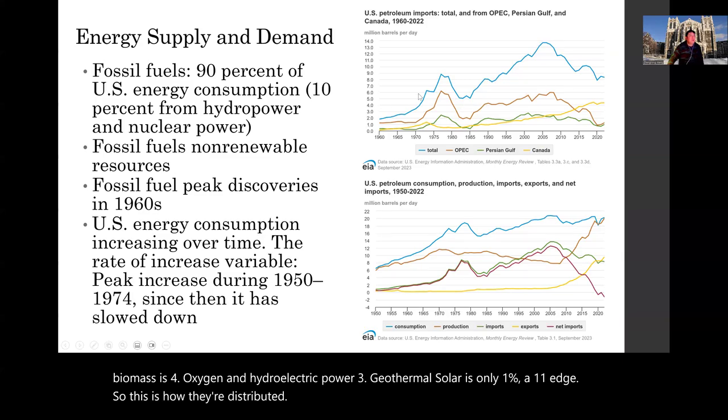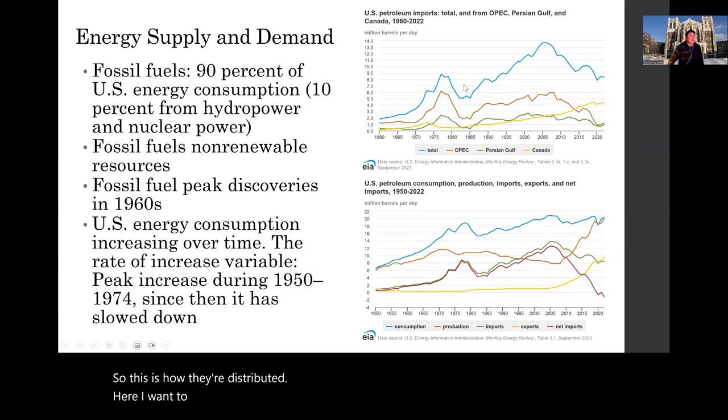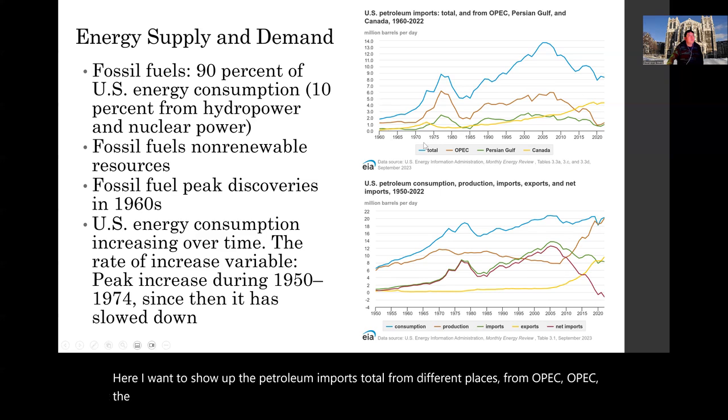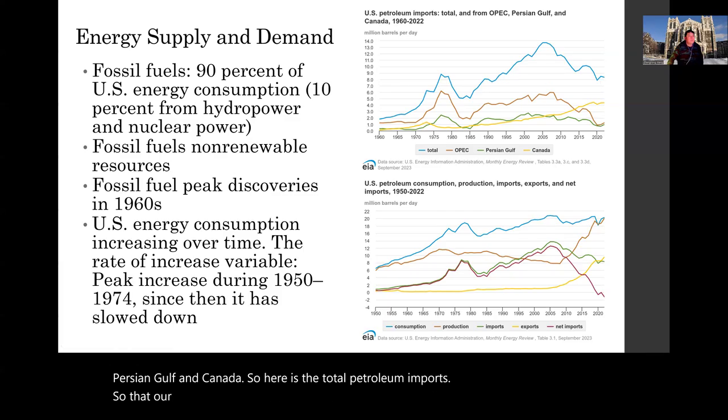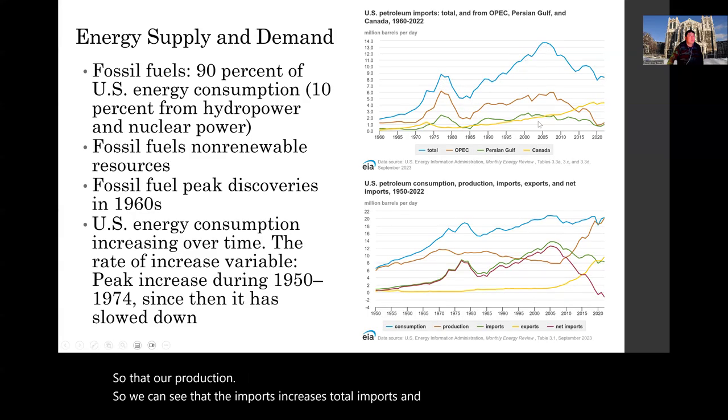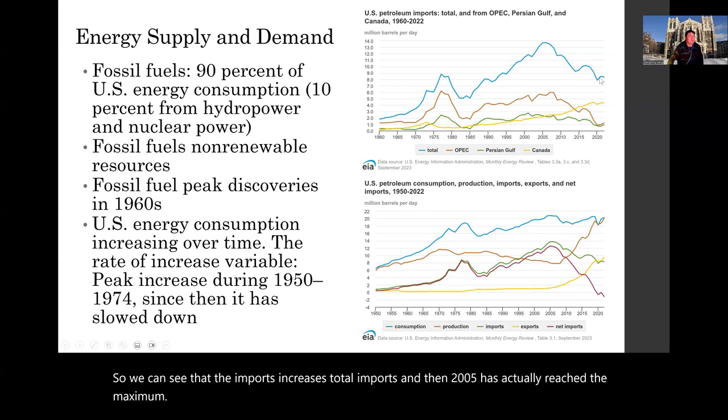Here I want to show the petroleum imports total from different places, from OPEC, the Persian Gulf, and Canada. So here is the total petroleum imports. We can see that total imports increase, and 2005 actually reached the maximum, in million barrels per day. Then it decreases.